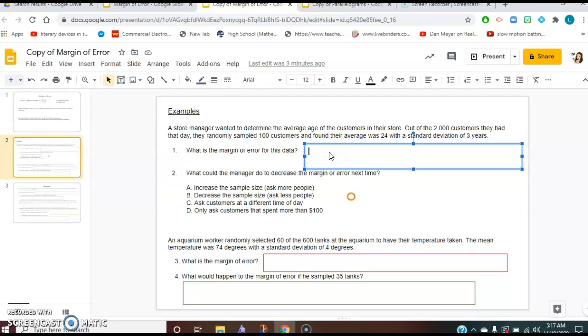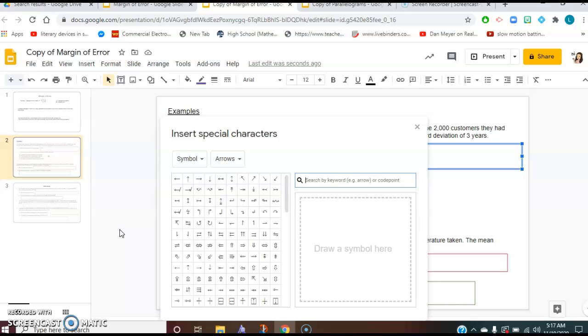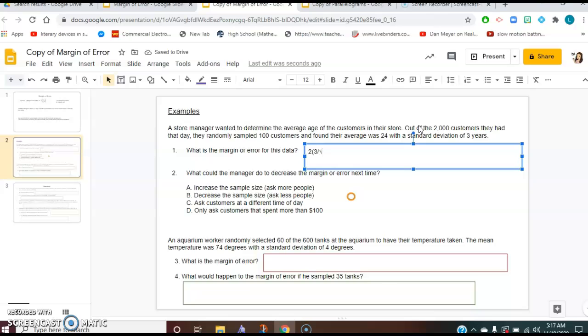So the margin of error is 2 times the standard deviation, which is 3, divided by, let me get my special character, the square root of my sample size, which was 100. All right, and so you'll just type that into the calculator. You can type it in exactly the way that I have it written here and see what you get.